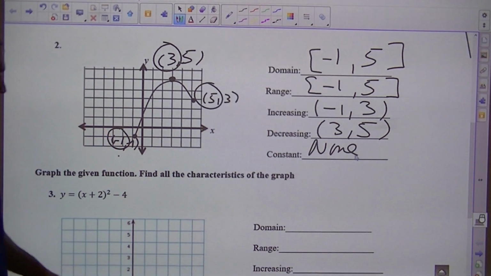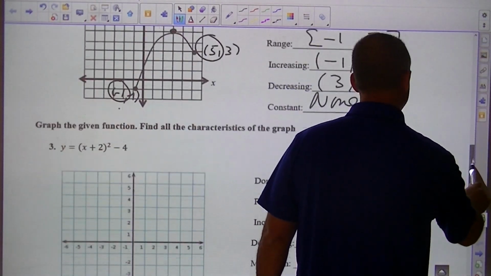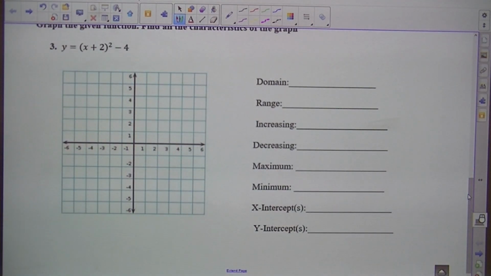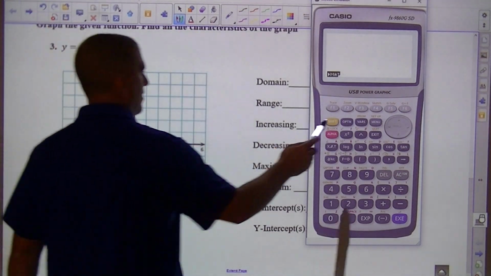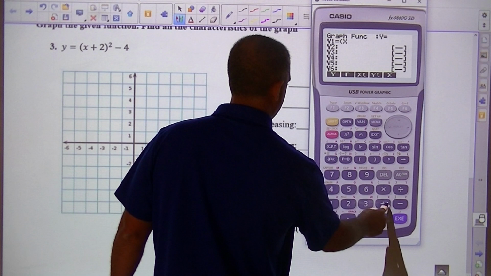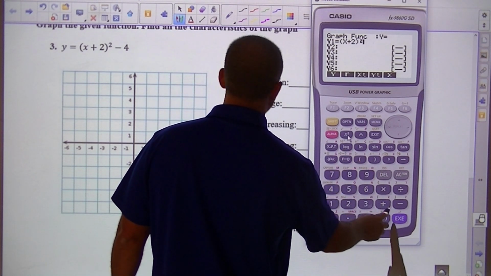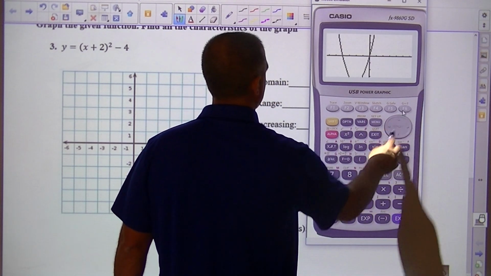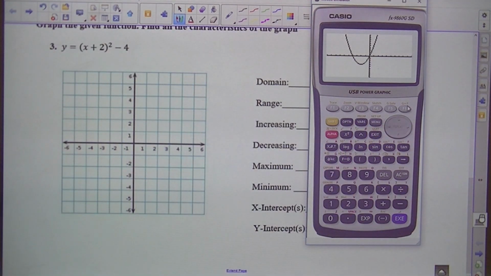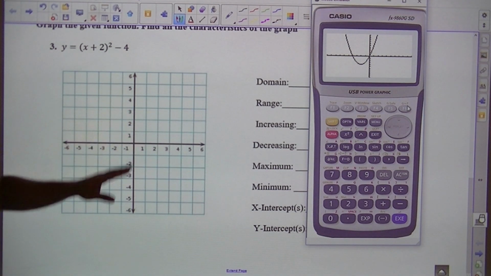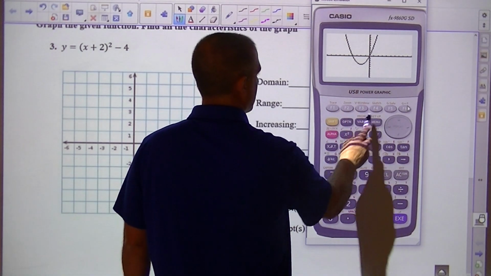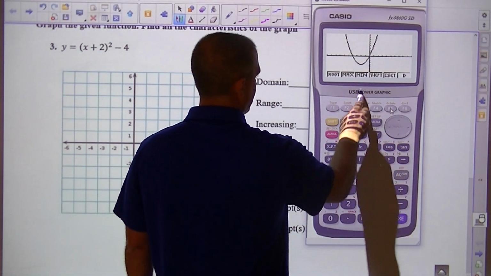Okay? Now, with these, what you're going to have to do is this one, you're going to have to actually make a graph. So I'm going to go into the calculator, menu, graph. I'm going to type this in like I see it. X plus 2 squared minus 4, draw. Okay? Now, I'm going to plot some points here to help me make my graph. So, I'm going to find the minimum. So I go to G-solve. So I'm going to select minimum.